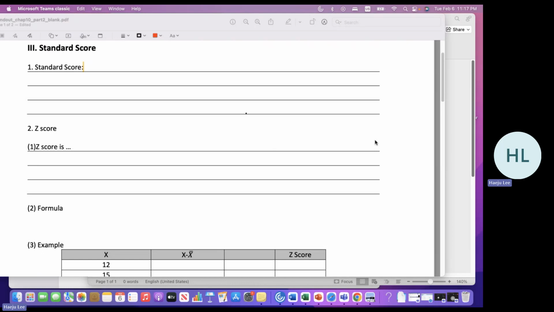Standard score can be used when we compare some measures, but the measures come from different distributions with different means and standard deviations, or they have their own scale.